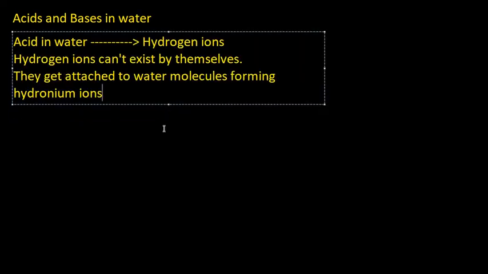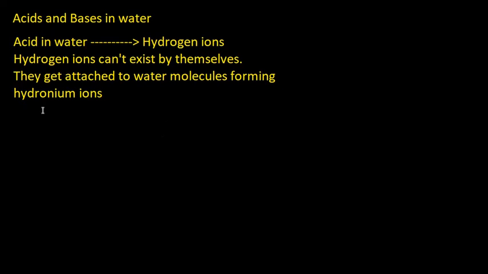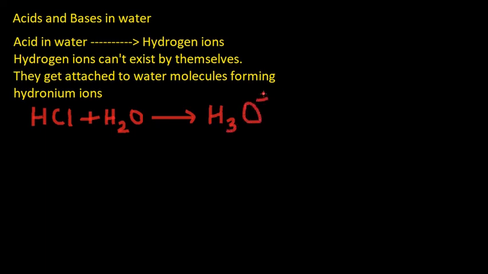We'll just take a look at an example. Suppose you have hydrochloric acid and you add that to water. This forms the hydronium ion, H3O plus, and chloride ion, Cl minus. Now this H3O plus is formed when the hydrogen ion combines with a water molecule.